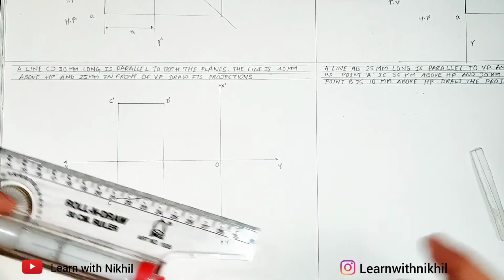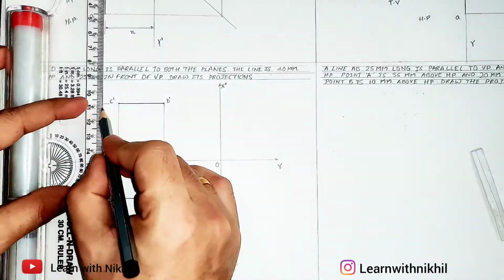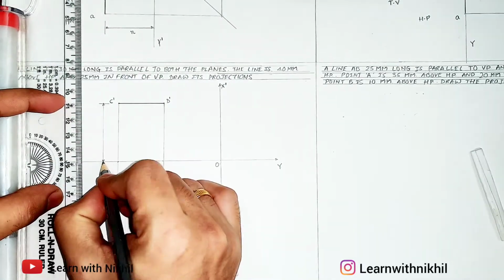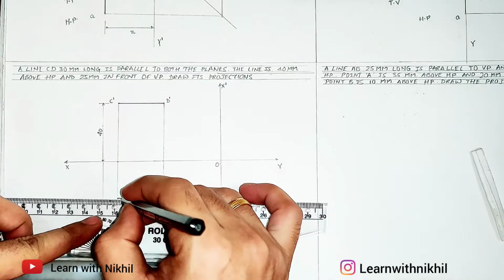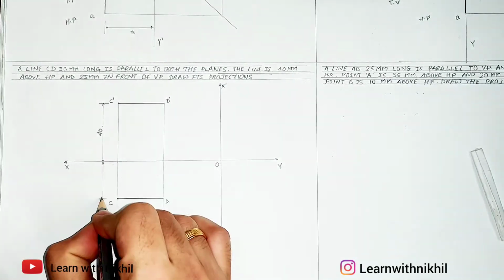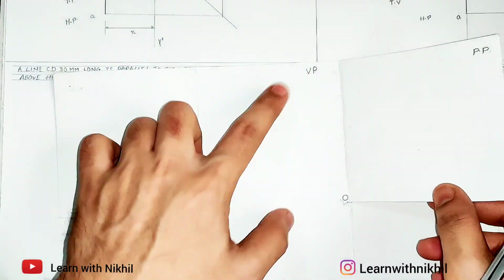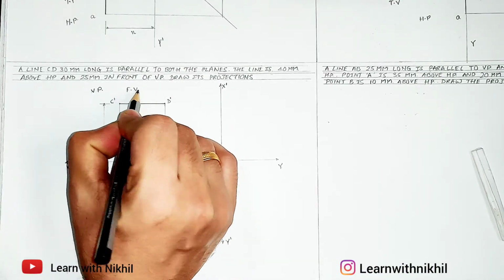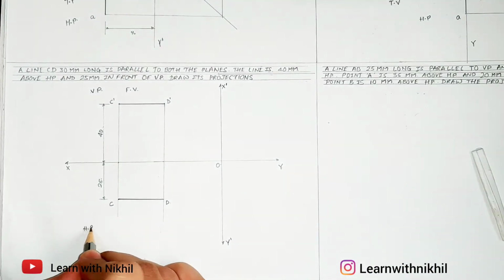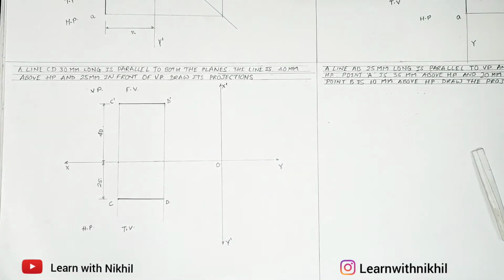We'll mark the dimensions. So this distance is 40. This distance is 25 as it is in front of VP. So the upper part is the VP or the front view. So I'll mark this is VP or front view. This is horizontal plane or the top view. And we are done with the sum.